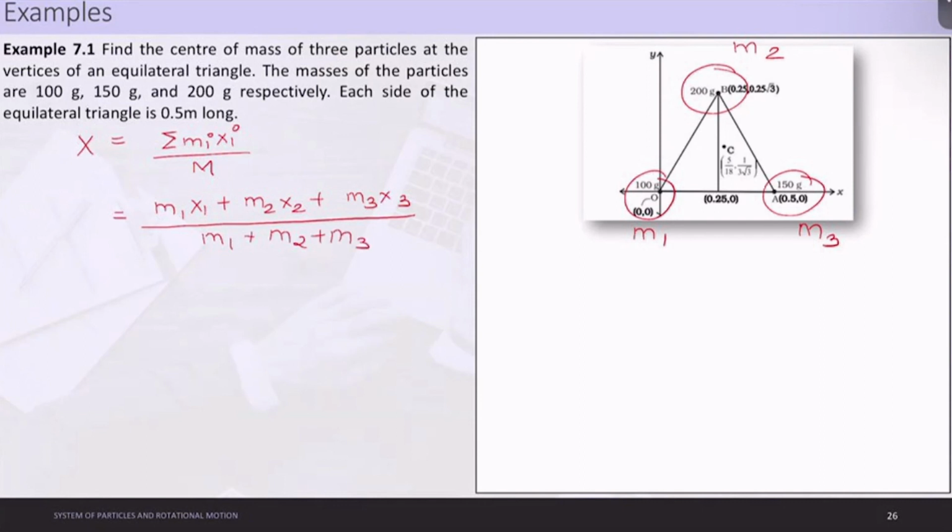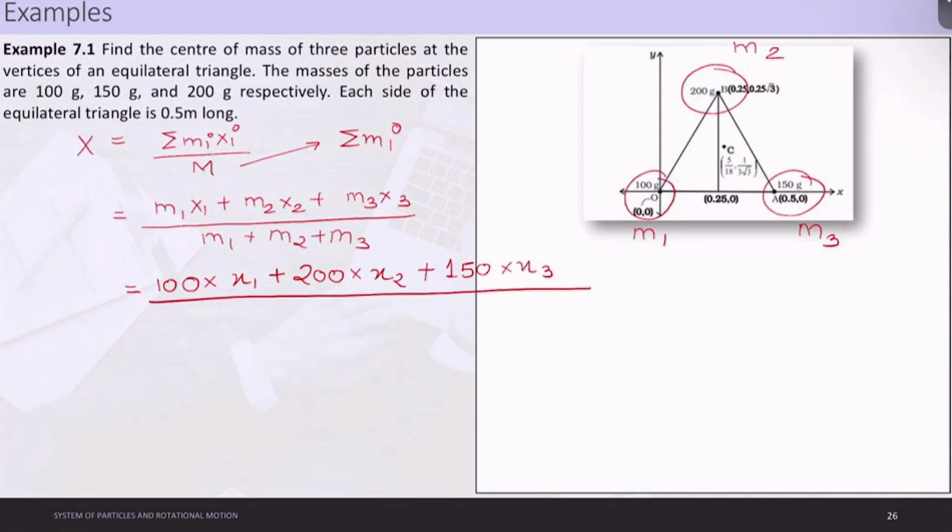And because we know that capital M is nothing but summation m. Fine. Now let us solve. What is m1? It's 100 multiplied by some value of x1 plus m2. What is m2? It's 200 multiplied by some value of x2 plus m3. What is m3? It's 150 multiplied by some value of x3 upon 100 plus 200 plus 150.